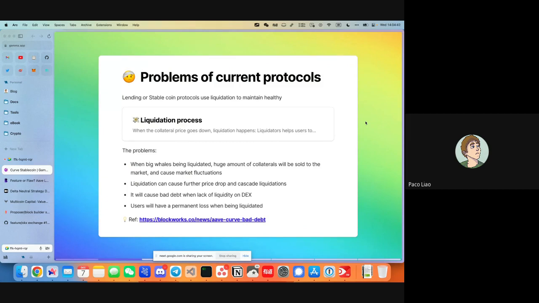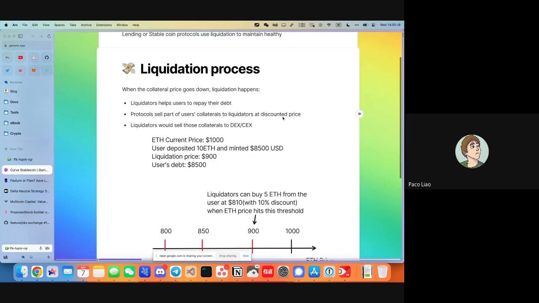Firstly, I will introduce the problems of the current protocols. Currently, lending or stablecoin protocols use liquidation to stay healthy. I think this also includes Perp v2, because we use multi-collateral. We also need to liquidate users' collateral when they're underwater. So liquidation is important to keep the protocol healthy.